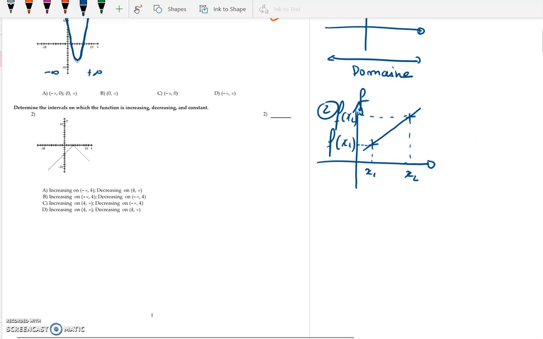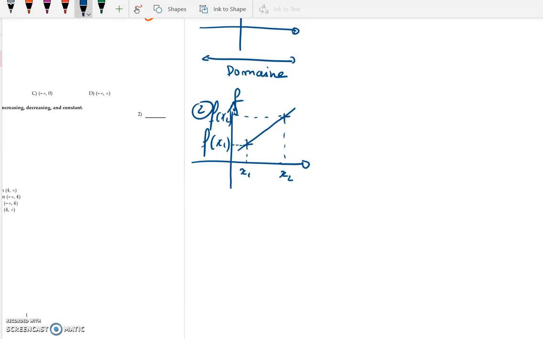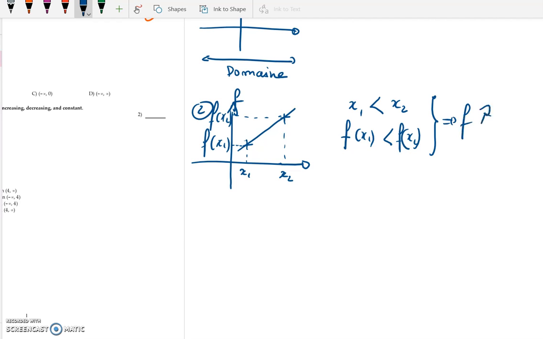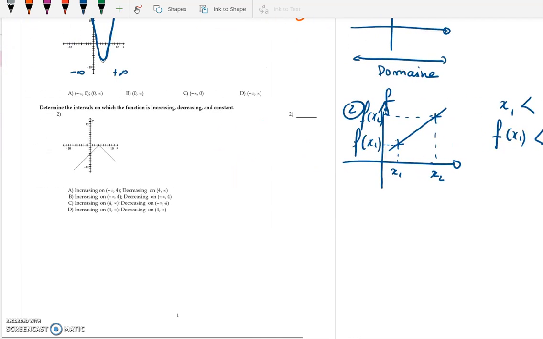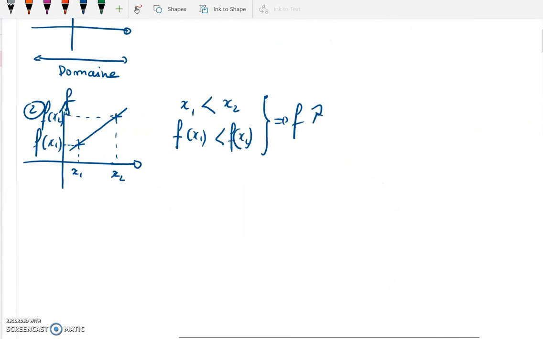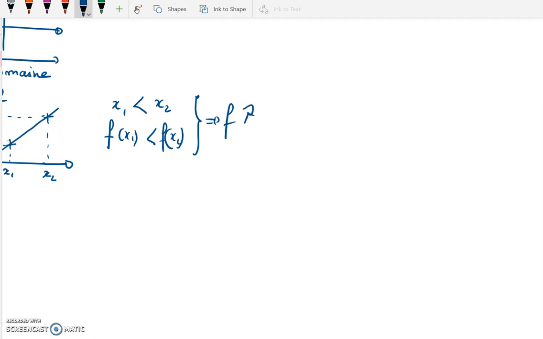As you can see right here, we have x1 less than x2. And when I look at the value of f of x1, I can see that f of x1 is less than f of x2. Well, that tells you that your function is increasing. Before talking about increasing, let's talk about decreasing.